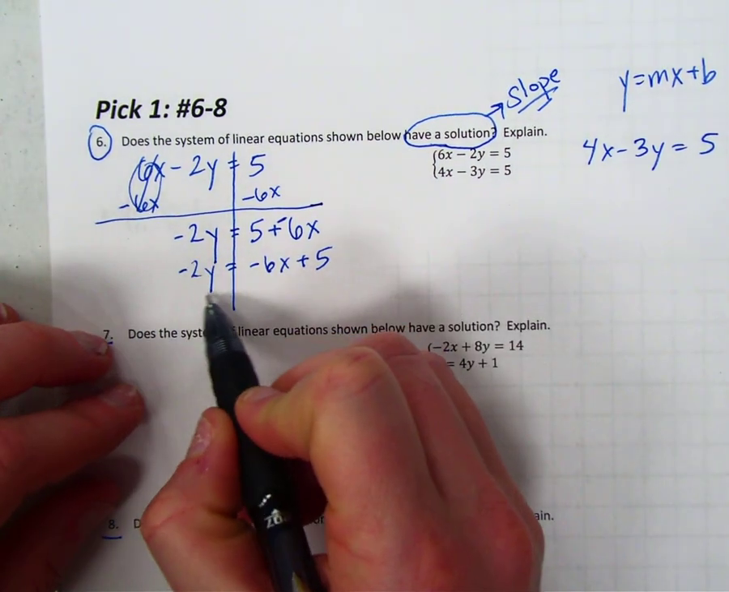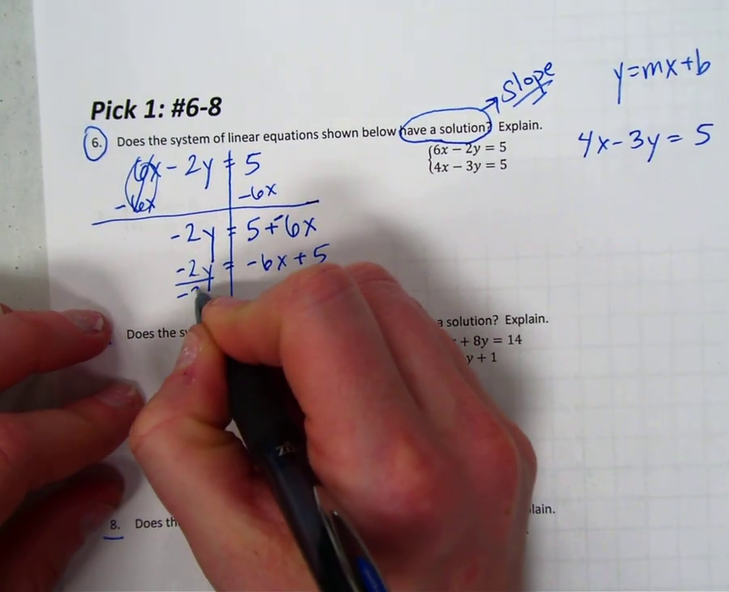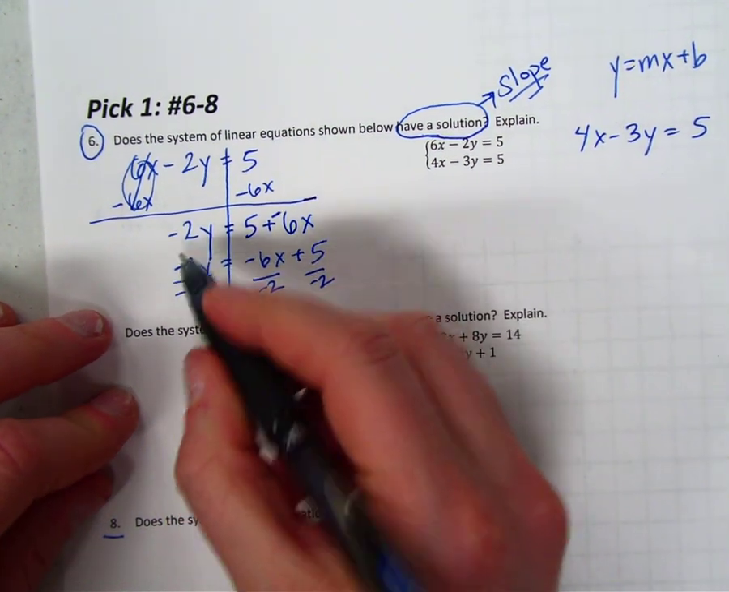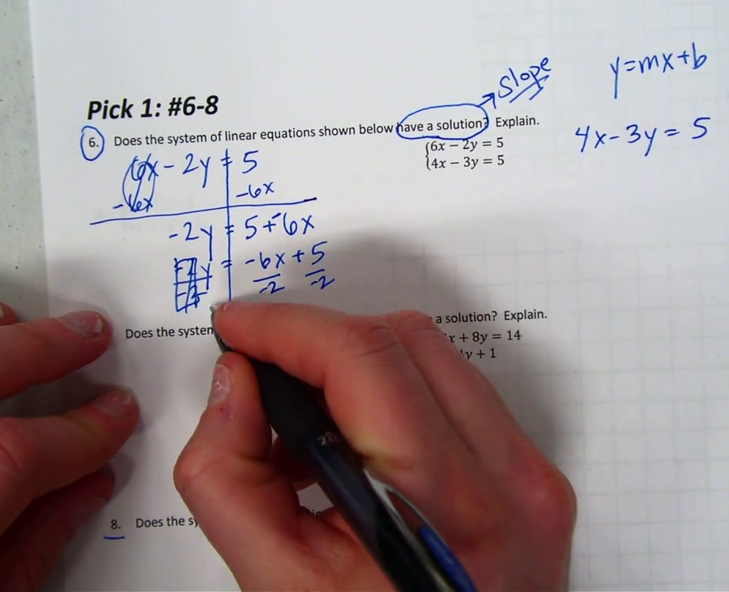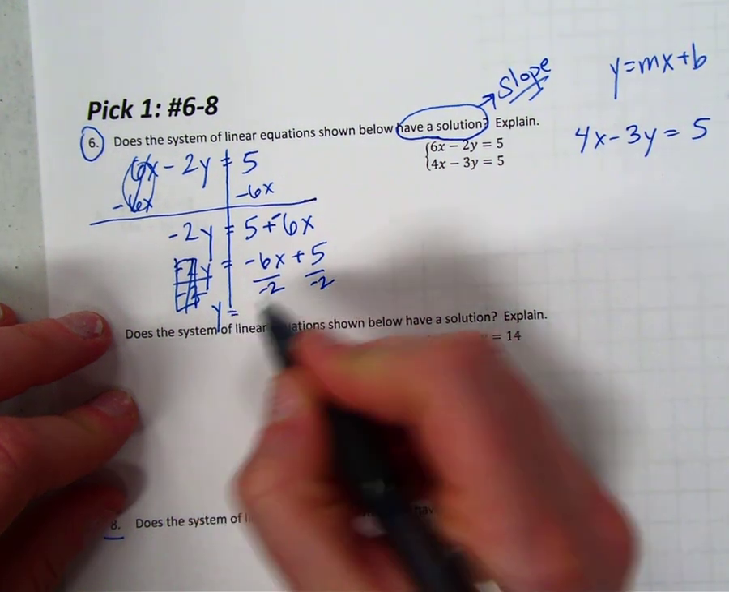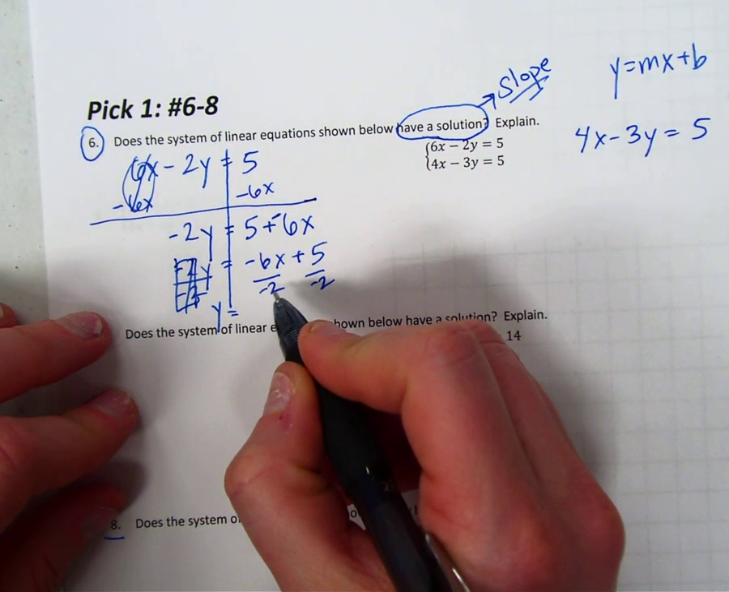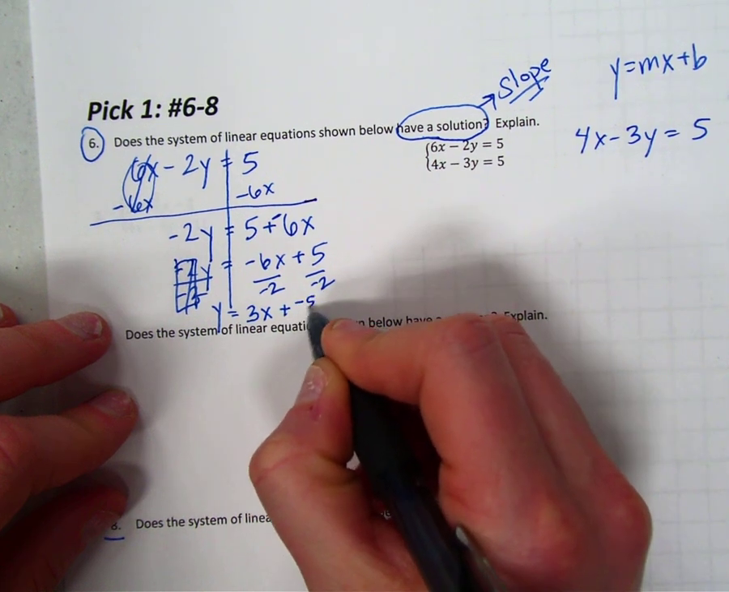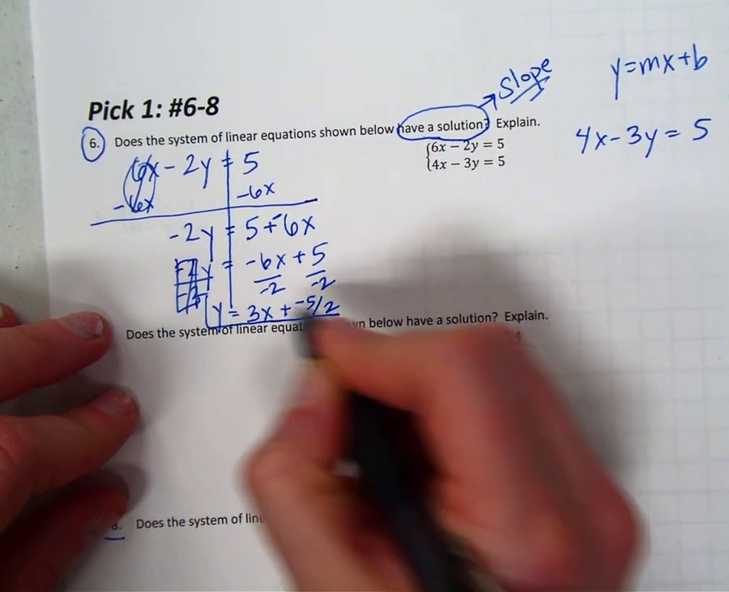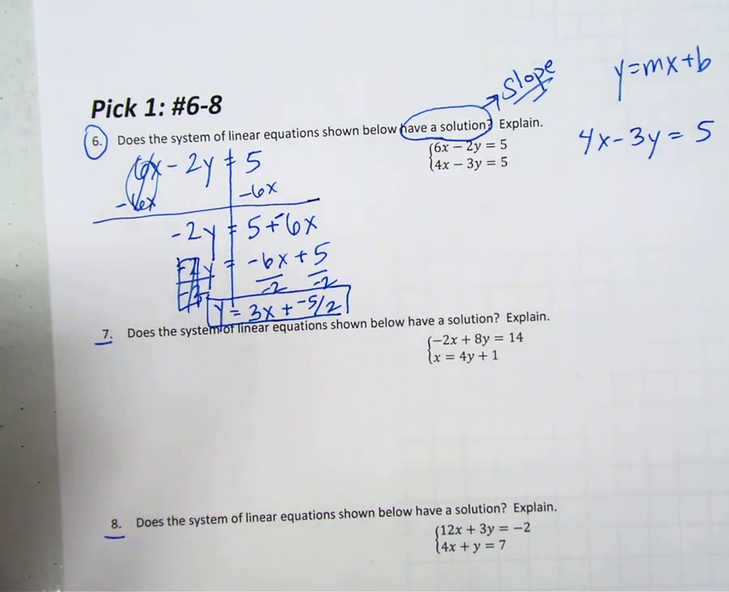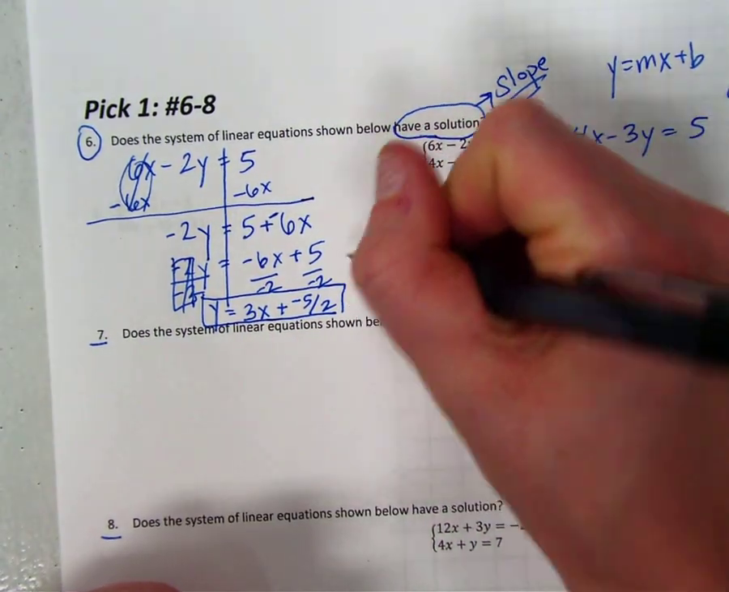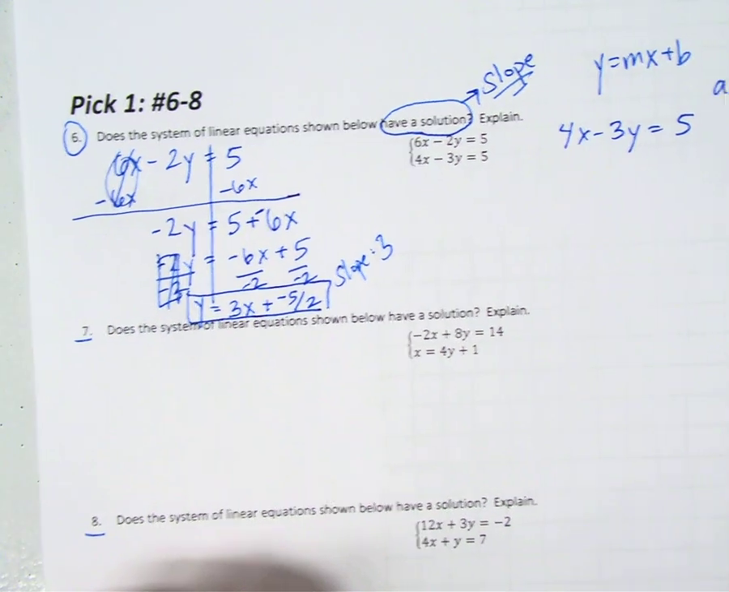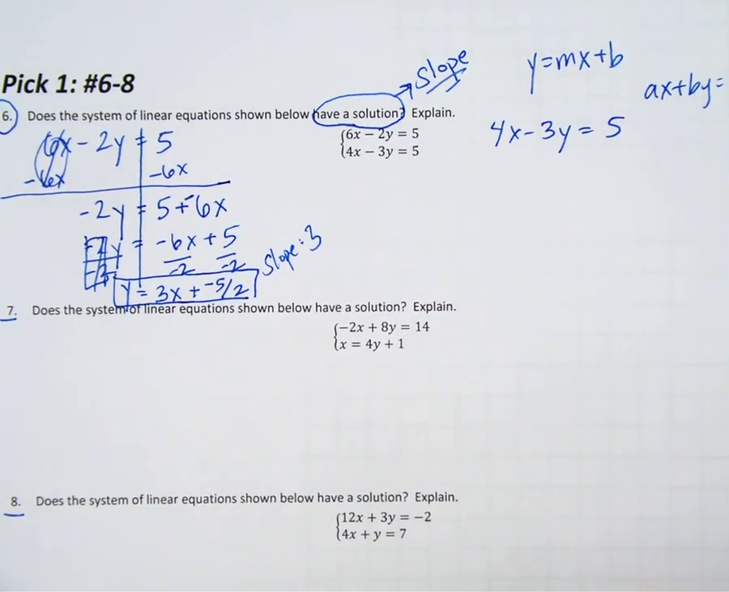So now I need to get y by itself. I divide by negative 2, dividing everything by negative 2. This makes a giant 1, and I'm left with y equals negative 6 divided by negative 2 is positive 3, plus negative 5 over 2. So what is my slope in that equation? My slope, I can now see it, is 3. We're going to do the same thing over here.